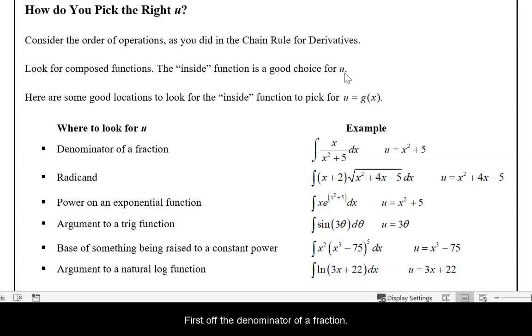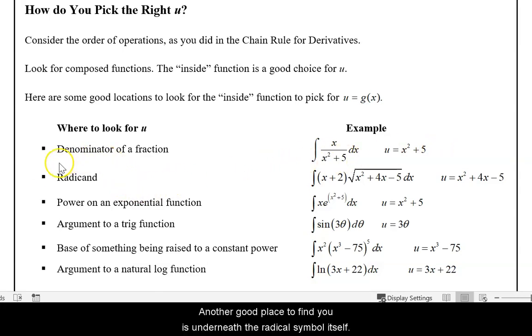First off, the denominator of a fraction. I would say that given a choice between the denominator and numerator, I typically choose the denominator. I'm not going to say this always works, but that's where my gut leads me 9 times out of 10. For example, when we're looking at this indefinite integral here, the choice for U that you should take is x squared plus 5 is equal to U.